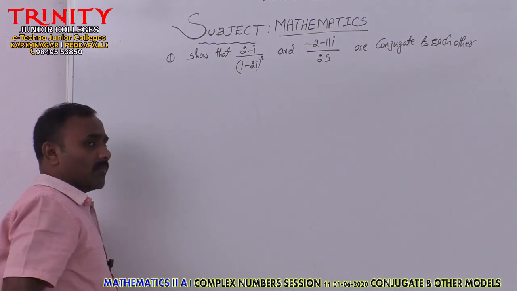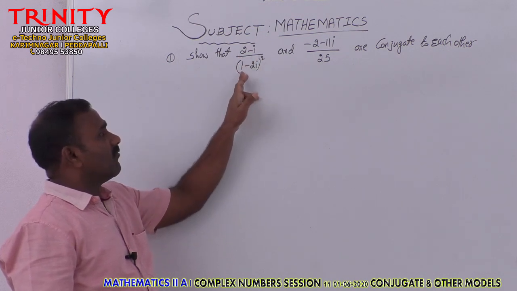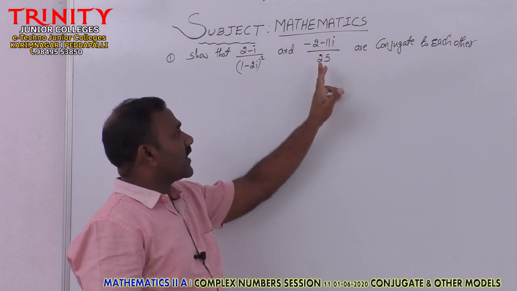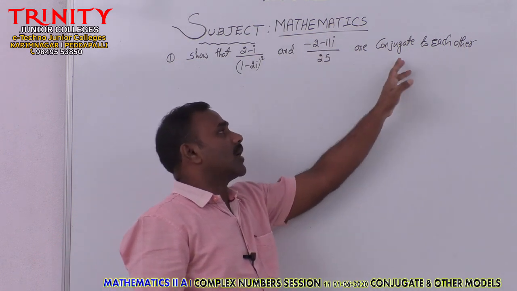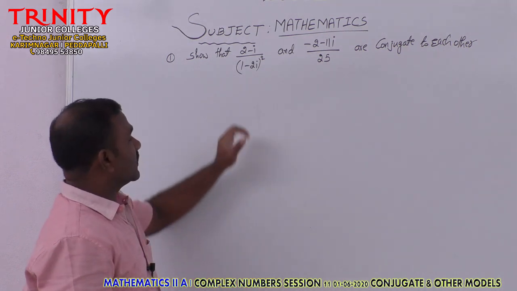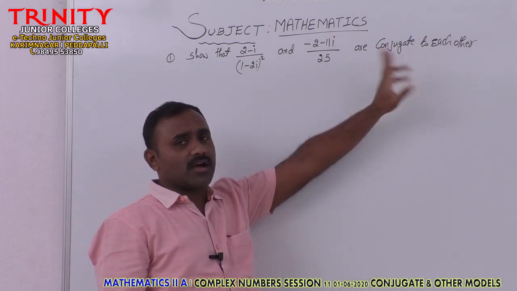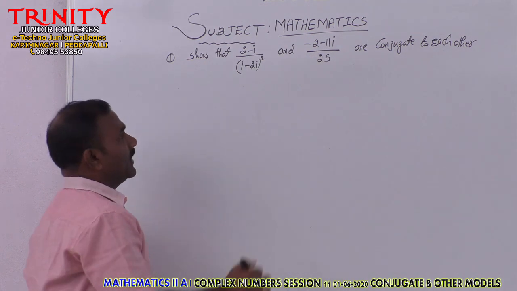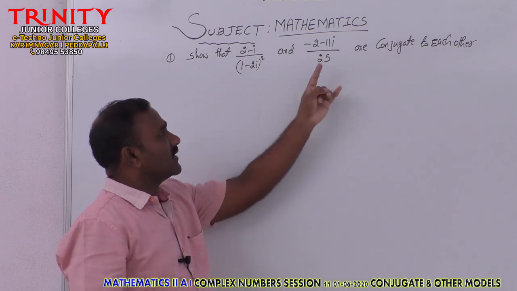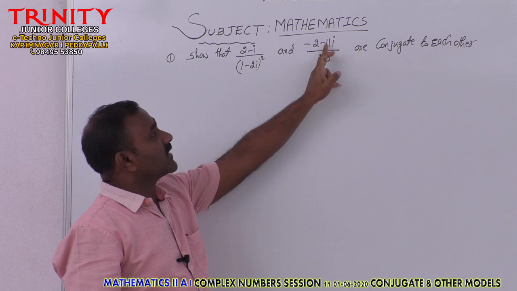See, here we have one problem. Show that (2 minus i) by (1 minus 2i) whole square and (minus 2 minus 11i) by 25 are conjugate to each other. See, these two complex numbers, he is asking us to prove they are conjugate to each other. For the second complex number we don't have any problem, because directly it is in complex form, a plus ib.